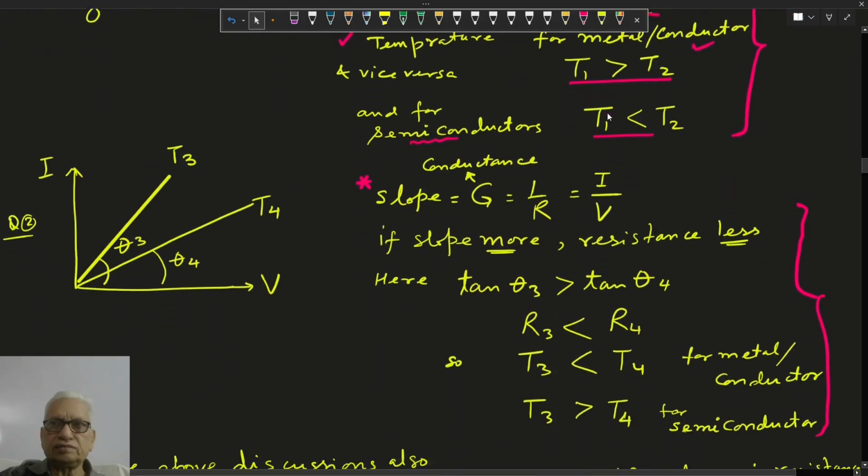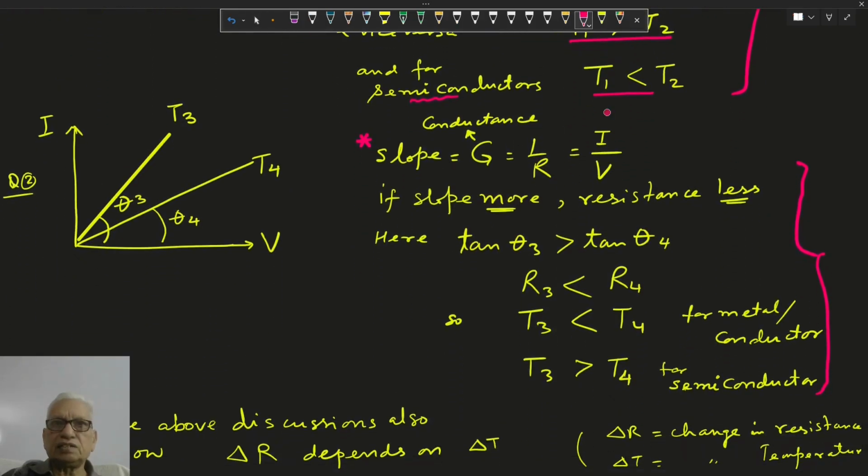Now for the second question, the graph is given between I and V, and there are two temperatures, T3 and T4. Here the slope is given by I upon V, so we are not getting the resistance, we are getting the conductance, I upon V, which is 1 upon R. Whichever has the greater slope will have less resistance. So the slope of 3 is more than the slope of 4. The resistance is less, R3 is less than R4, and for a metal conductor R3 is less than R4 means T3 is less than T4. For a semiconductor it will be reversed, T3 is more than T4.